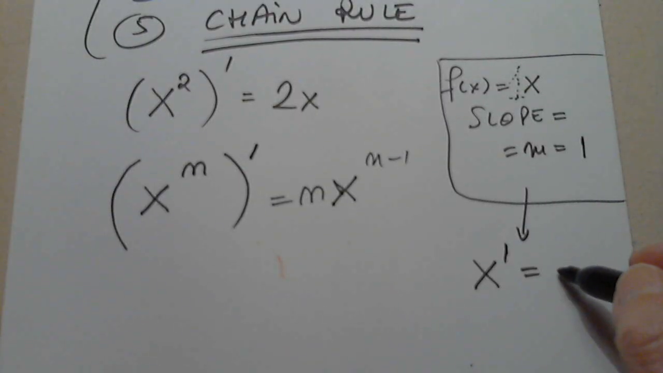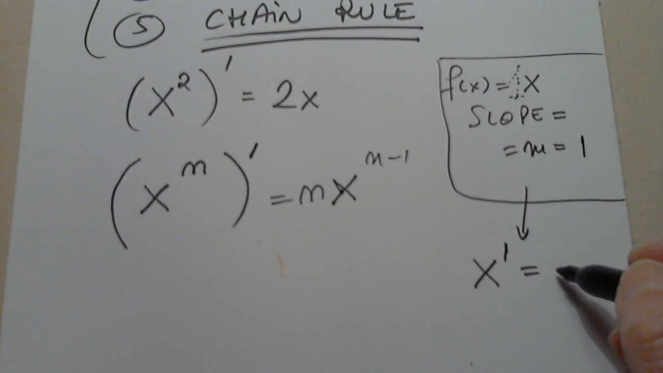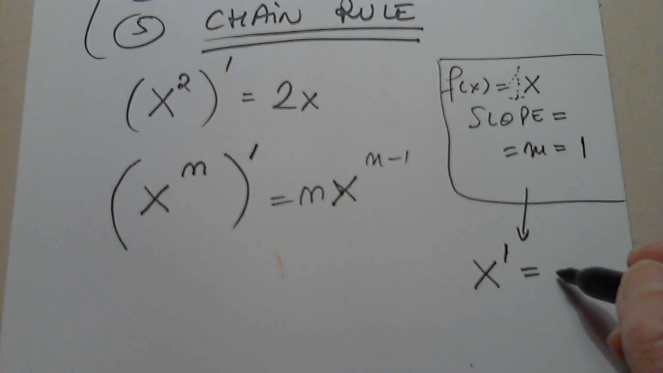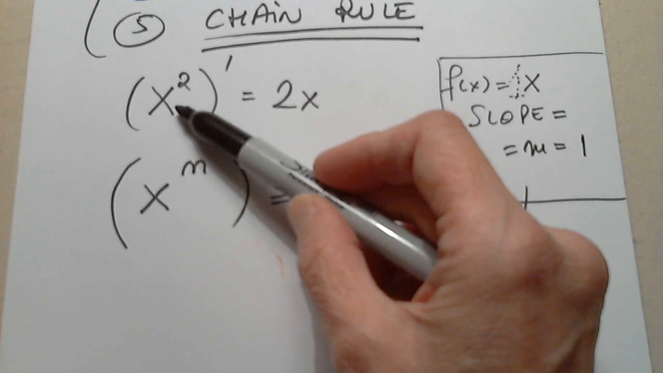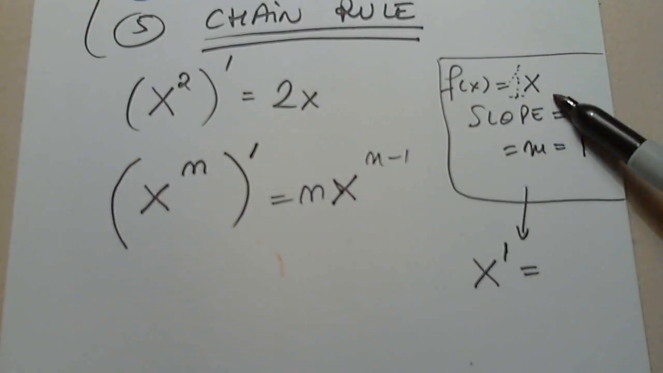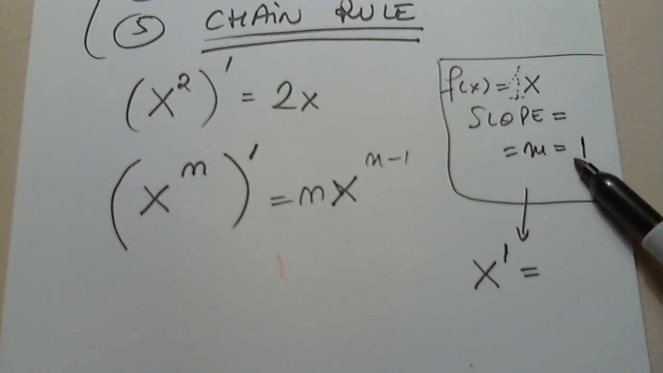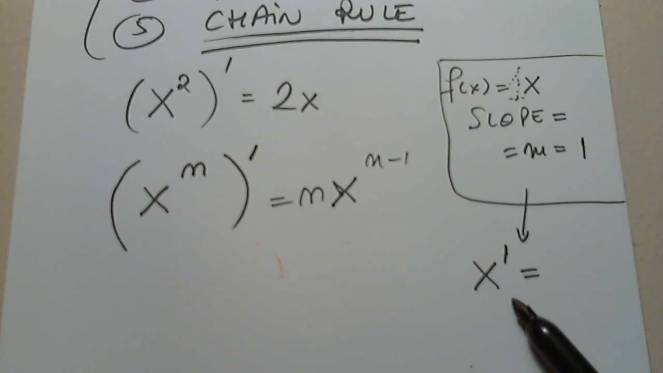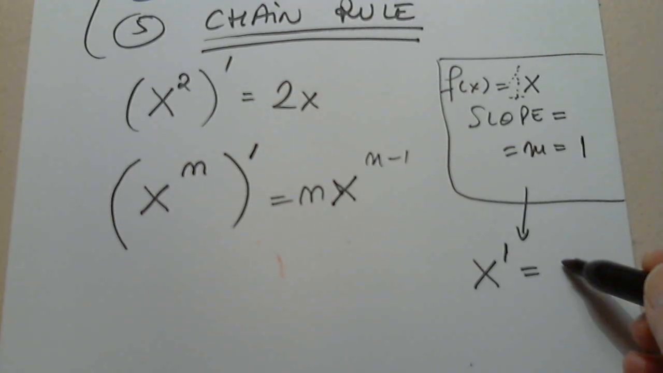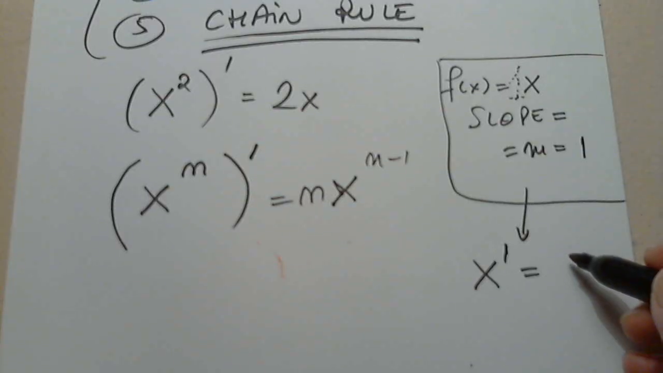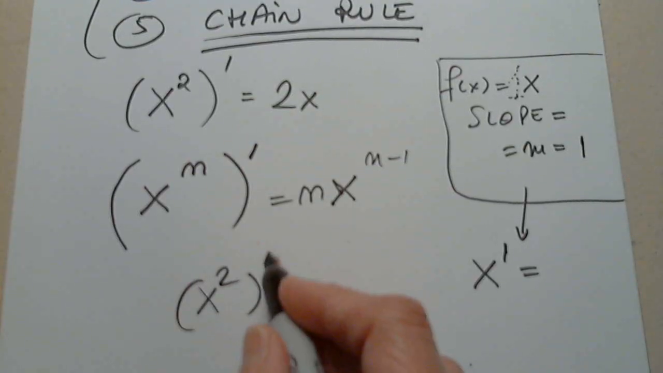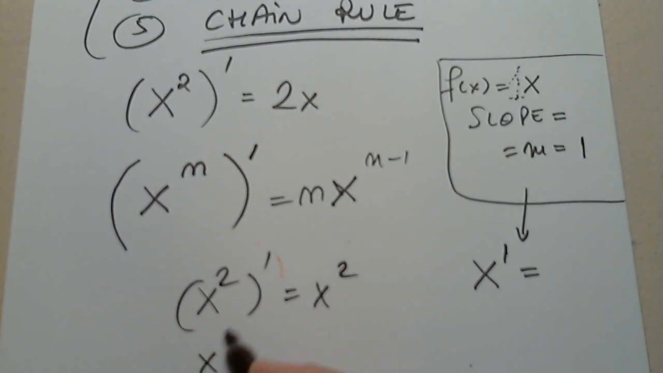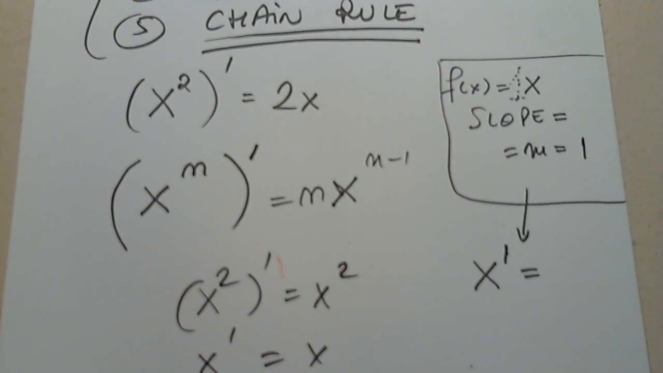So please remember, that means that x prime is how much? We're not talking about x squared. So x squared prime is 2x. I'm here on the side, I'm just talking about x. And we said that the slope is 1. So then x prime is? Would it be just x? But then it means that x squared prime is x squared. If x prime is x, then x squared has to be x squared, right?